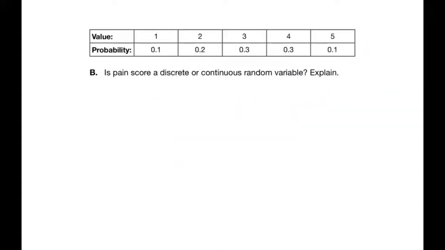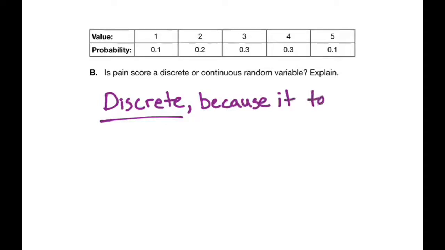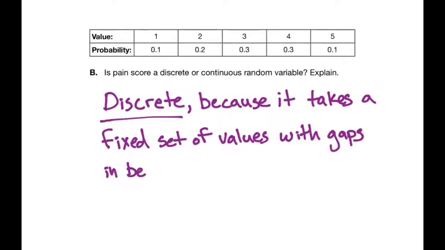Next, is a pain score a discrete or continuous random variable? Explain. Well, it's discrete. We know it's discrete because it takes a fixed set of values with gaps in between.